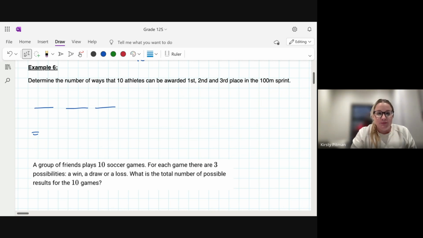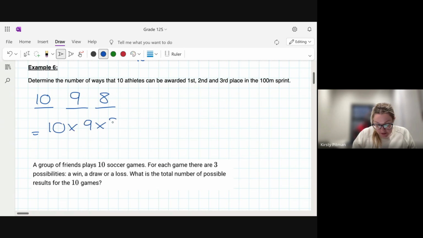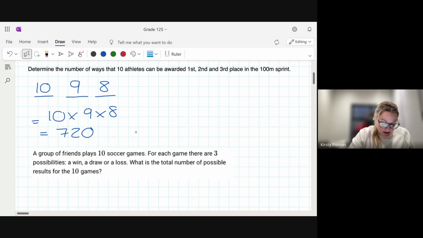Okay, so well done. I see some people are trying. Determine the number of ways that 10 athletes can be awarded first, second, and third place. So there's only 3 places. For my first option, I'm going to have 10 people. It's a possibility that 10 people could be in that first place. For the second option, then there'll be 9, and then there'll be 8. So 10 times 9 times 8, well done, gives you 720.